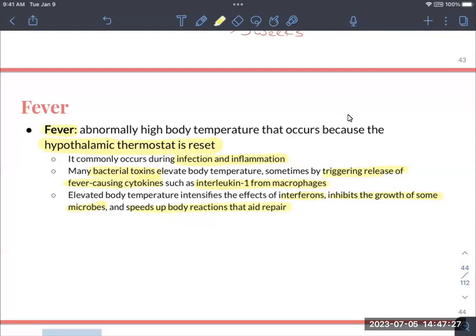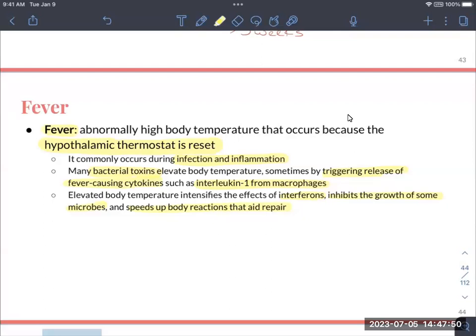So fevers are not always bad. That is a very common misconception. Fevers can be good because they help prevent the growth of certain bacteria that can grow at normal body temperature. If our body resets our temperature higher, it may be too high for that microbe and it kills them off.